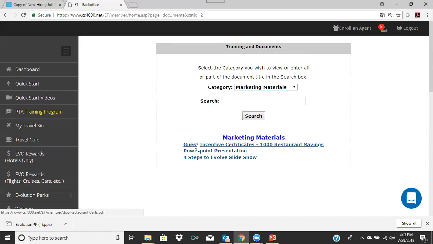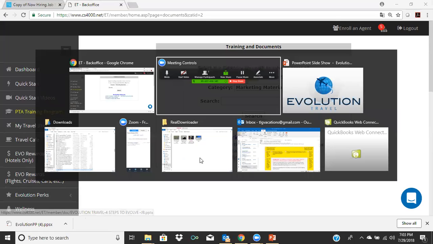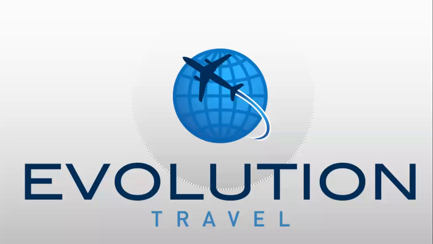There are also other things in the marketing materials, such as the guest incentive certificates. I'll probably be posting about those in our group chat a little later on. There's also the 4 steps to a vibe slideshow. If you haven't had a chance to look through that information, you can find all of it in the back office as well. When you download and open the presentation, it is going to be in a PowerPoint format.